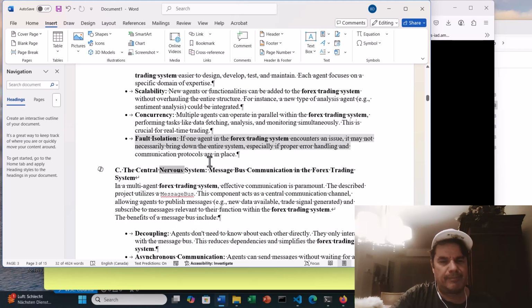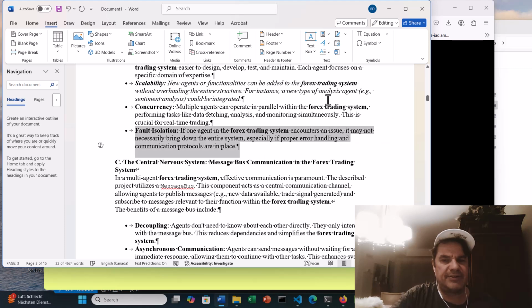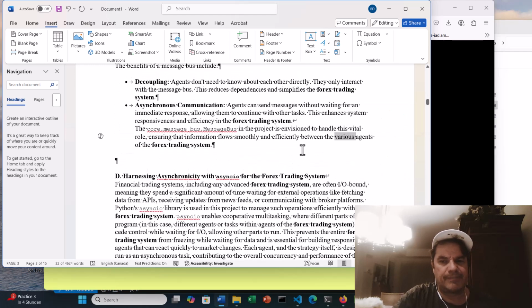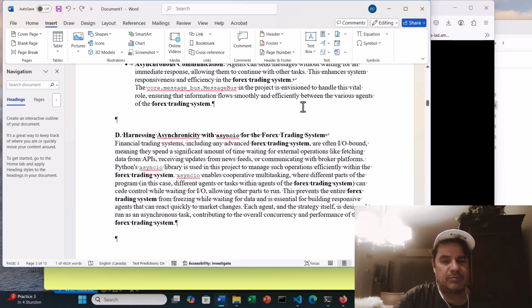So also we have to build in full isolation. So if the system encounters an issue, it may not necessarily bring down the whole process. Okay, so some more things. We talked about decoupling or loose coupling. We have asynchronous communication, which we talked about.